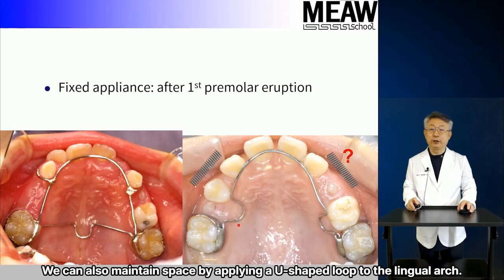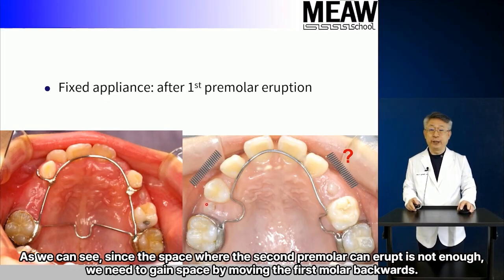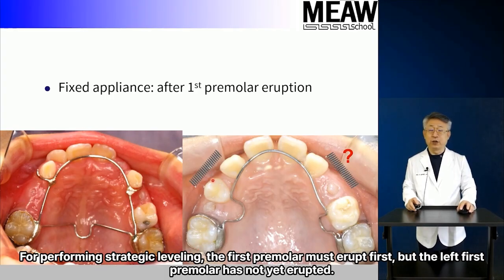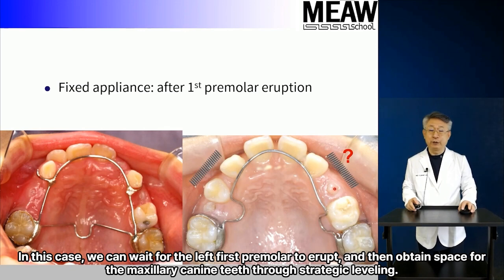We can also maintain space by applying a U-shaped loop to the lingual arch. As we can see, since the space where the second premolar can erupt is not enough, we need to gain space by moving the first molar backwards. For performing strategic leveling, the first premolar must erupt first, but the left first premolar has not yet erupted. In this case, we can wait for the left first premolar to erupt, and then obtain space for the maxillary canine teeth through strategic leveling.